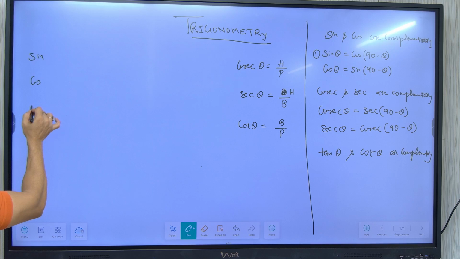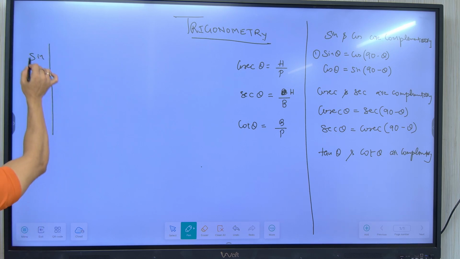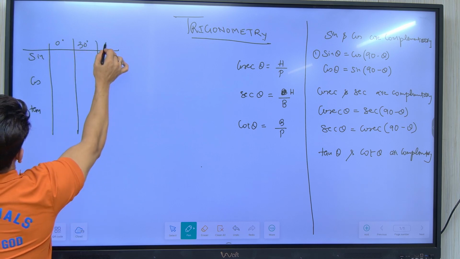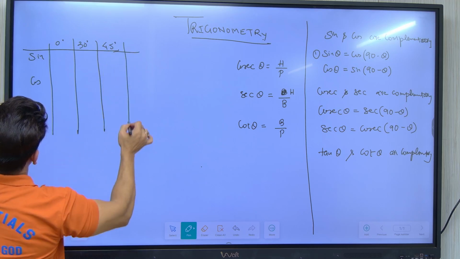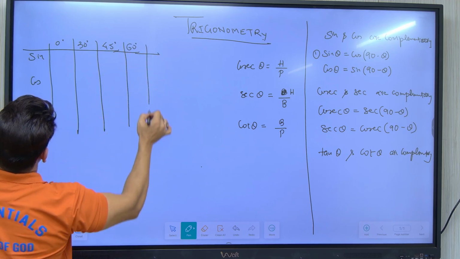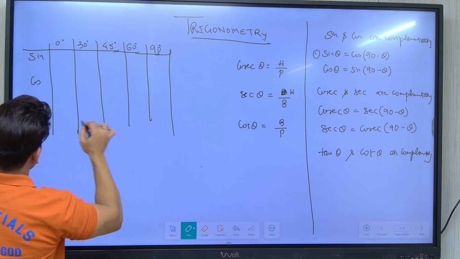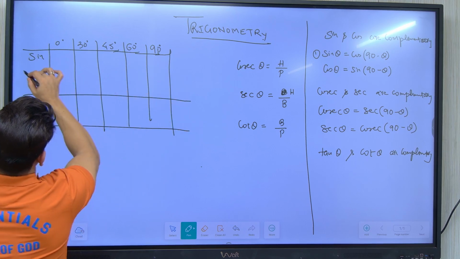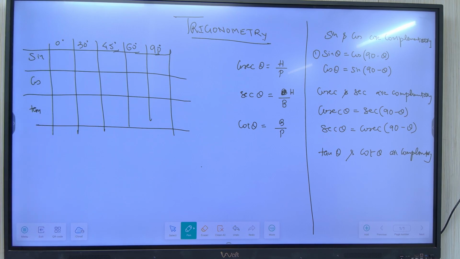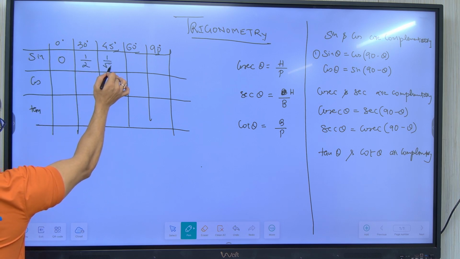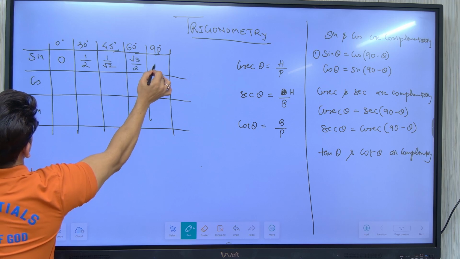Sin, cos, 0 degree, 30 degree, 45 degree, 60 degree and 90 degree. टेबल लेवल बनाना नहीं है अपने को, सिर्फ याद रखना है. You guys know the value, right? Some of the values. Sin 0 is 0, sin 30 is 1 by 2, sin 45 is 1 by root 2, sin 60 is root 3 by 2, sin 90 is 1.